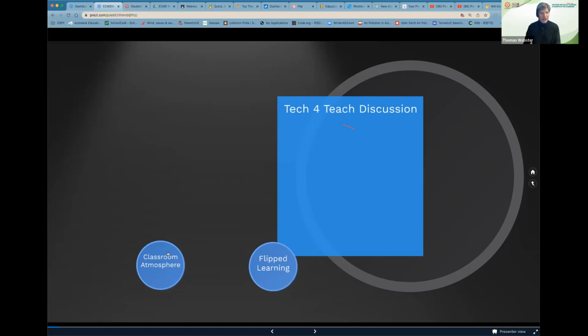Okay, so I'm going to talk about classroom atmosphere, just a few things to be sure to address when you're doing that. And second, I haven't spoken about flipped learning, but I'm going to give you a little bit of information about flipped learning, and talk about how it can help, again, as a few of you mentioned about flipped learning being a good solution for some of the issues that you have.